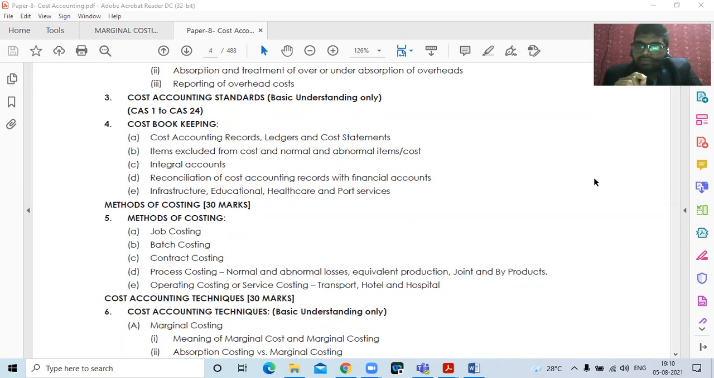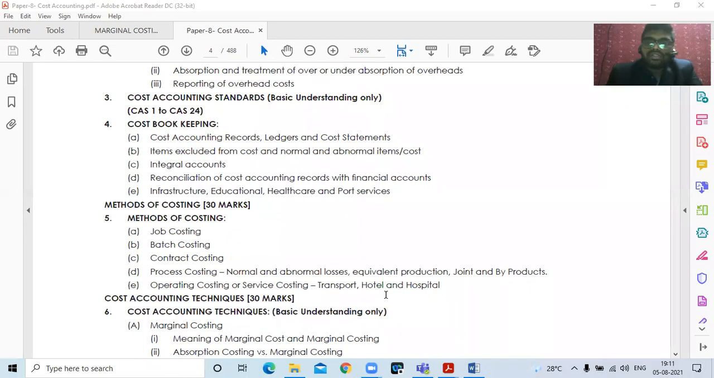So these 3 chapters are very simple. I can say job costing is very simple. Then your batch costing is also simple. Contract costing you require a little of your practice and your hard work. Okay, but that is also a simple one.